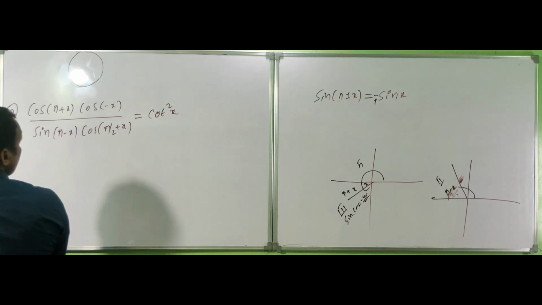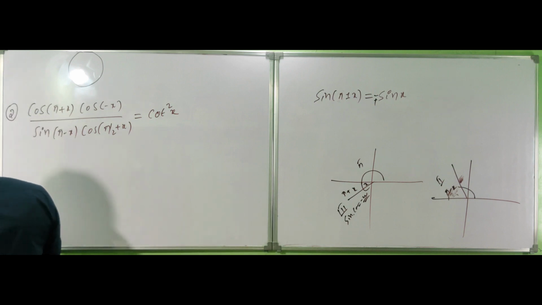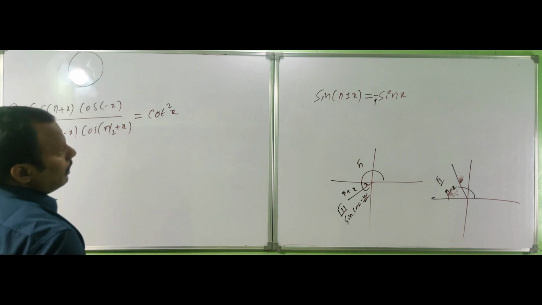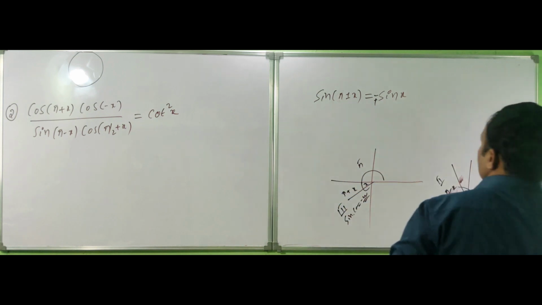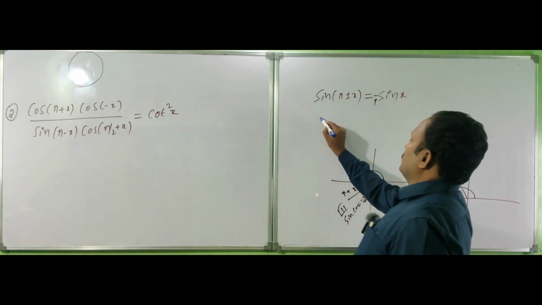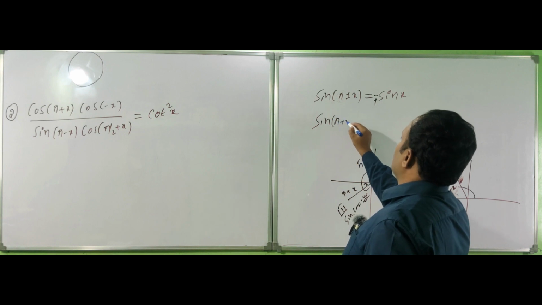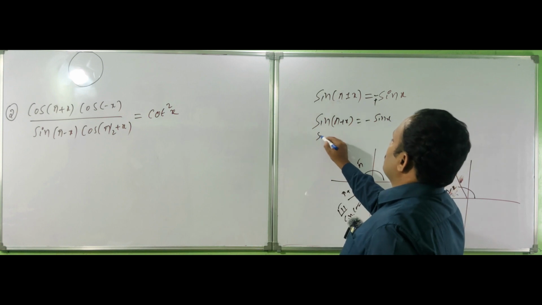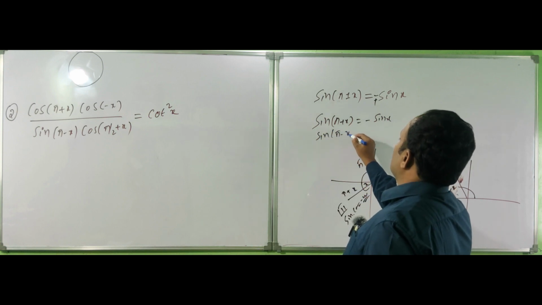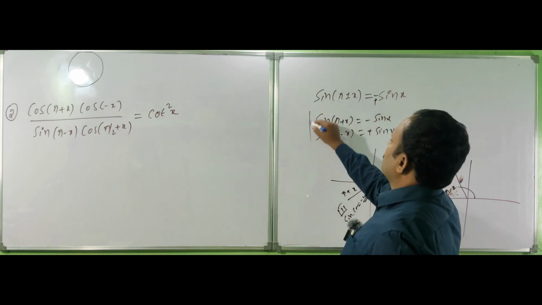Pi plus x: you will get a negative sign. Pi minus x: you will get a plus sign. Means sin of pi plus x gives minus sin x, and sin of pi minus x gives plus sin x.